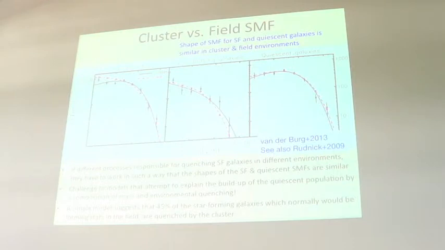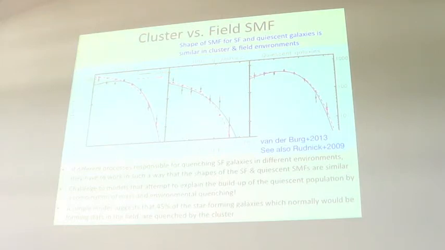And just from a simple argument, a simple model, we can show that about 45% of the star-forming galaxies, which normally would be forming stars in the field, are quenched by the cluster. So that's what the cluster does. It quenches 45%. What is the mass range for clusters?